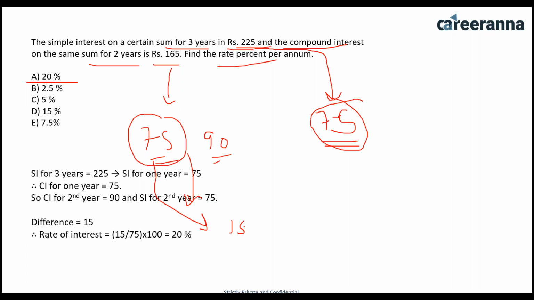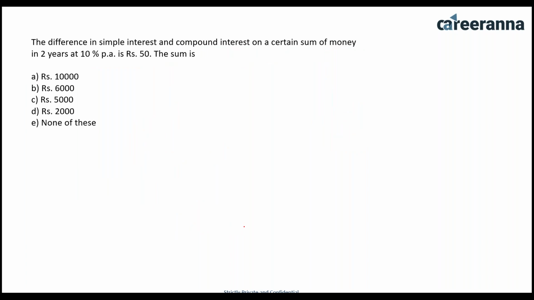Okay, I guess it is clear to everyone. Next question. The difference between simple interest and compound interest on a certain sum of money in 2 years at 10% per annum is rupees 50. The sum is what?